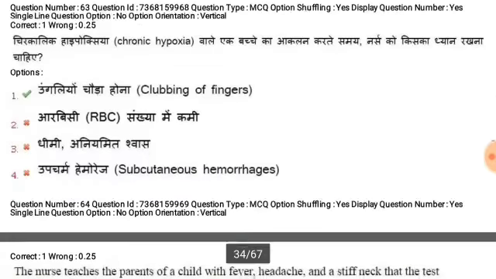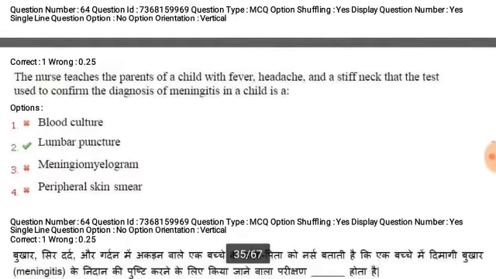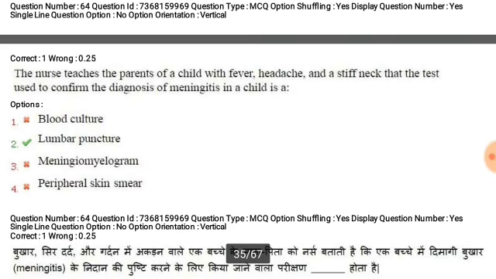The nurse teaches the parents of a child with fever, headache and stiff neck that the test used to confirm the diagnosis of meningitis in a child is: 1. blood cultures, 2. lumbar puncture, 3. myelogram, 4. peripheral skin smear. The answer is 2, that is lumbar puncture.